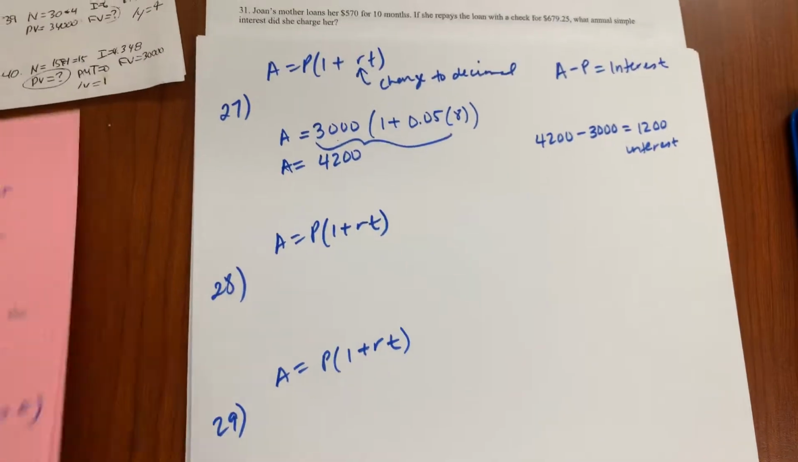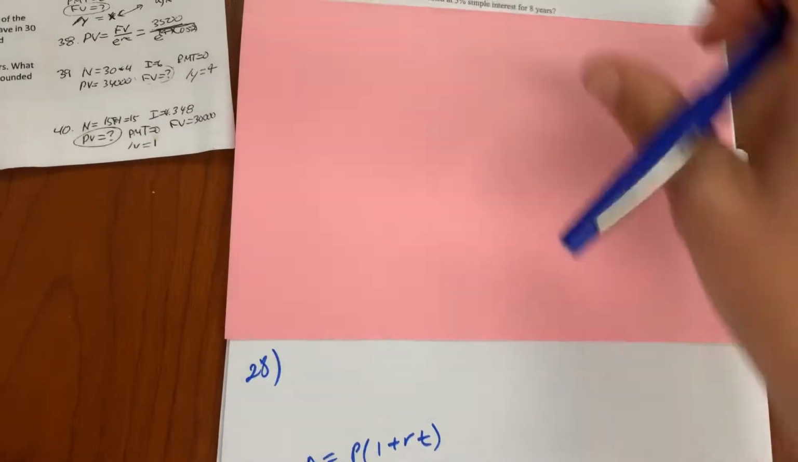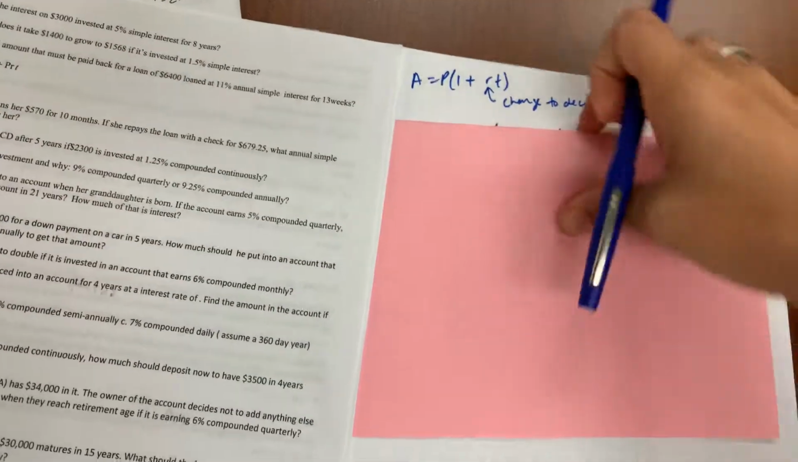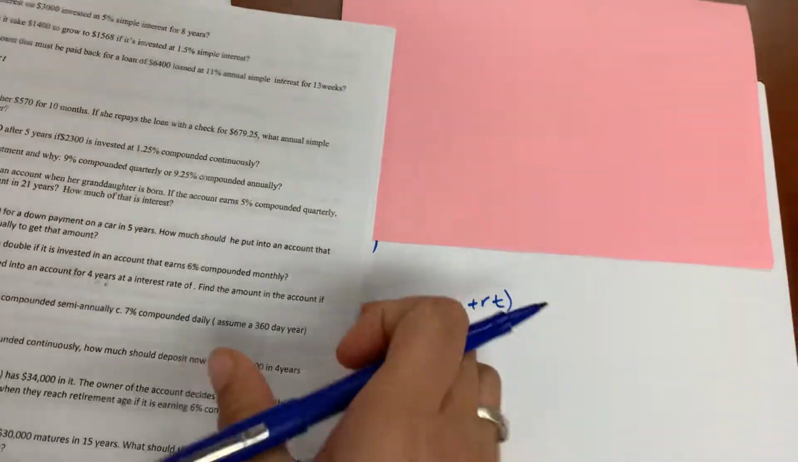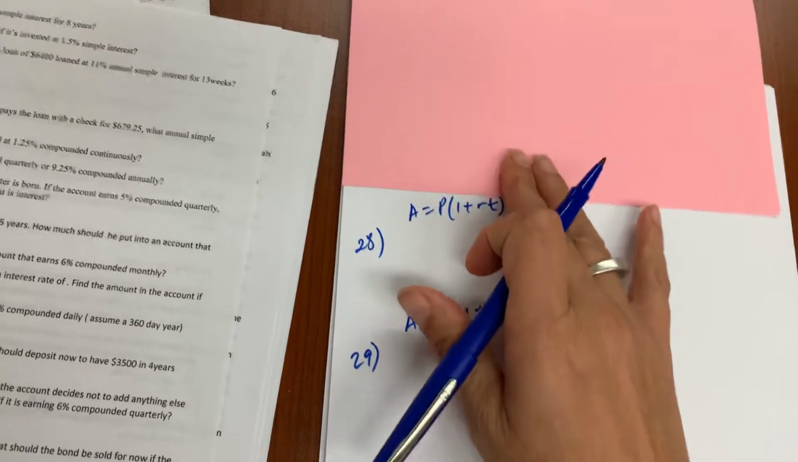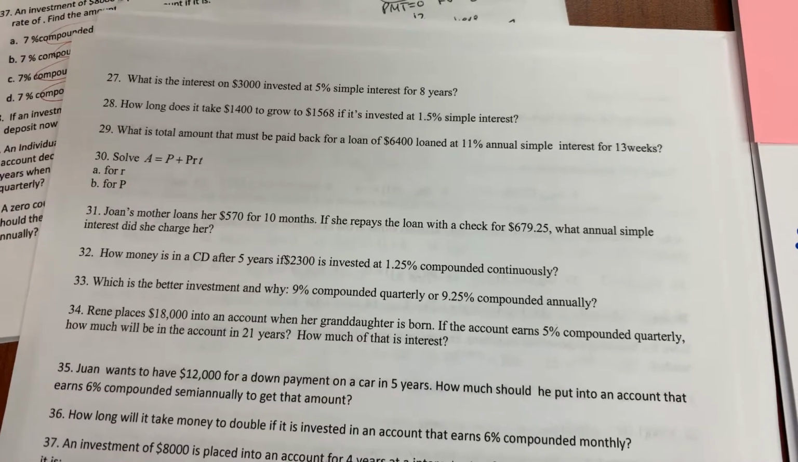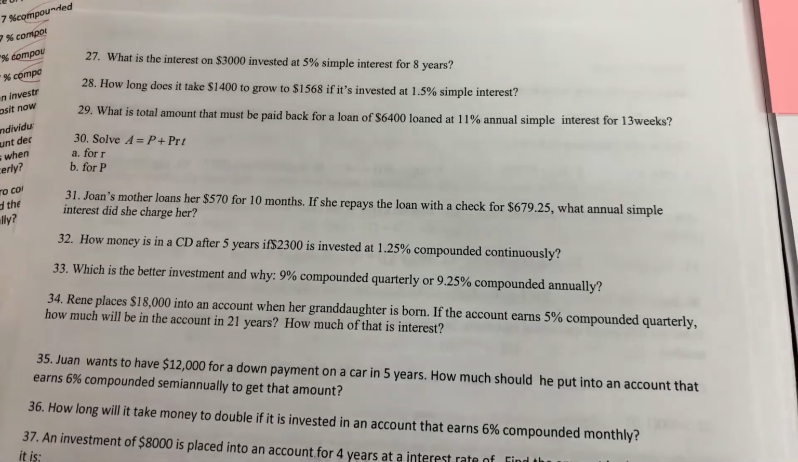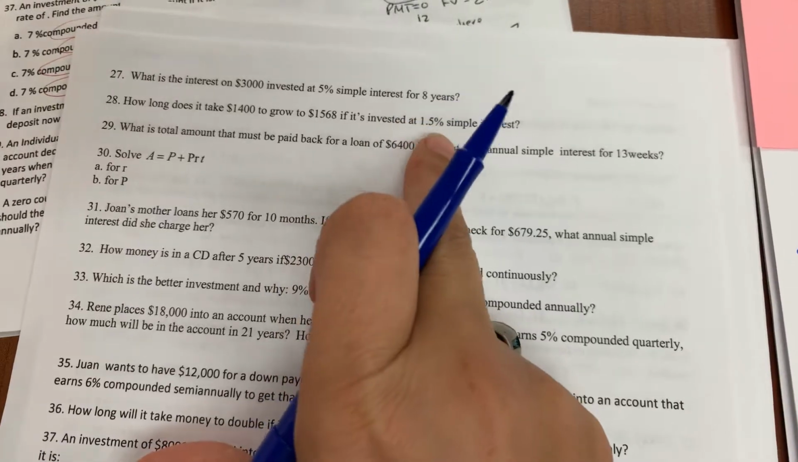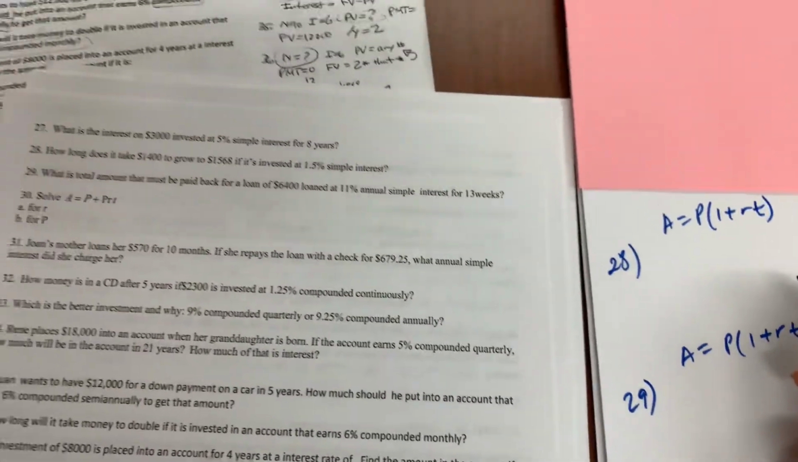This one's going to be kind of interesting. I think I'm going to try to cover up this paper so that we don't get distracted, because I want to use the same paper. So 28 has the same kind of language. So 28 on the review says, how long will it take $1,400 to grow to $1,568 if you invest at 1.5% simple interest? And so let's put those components.